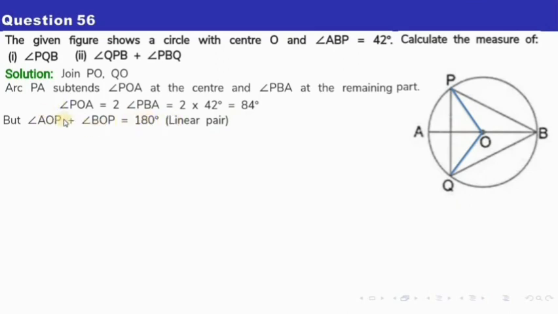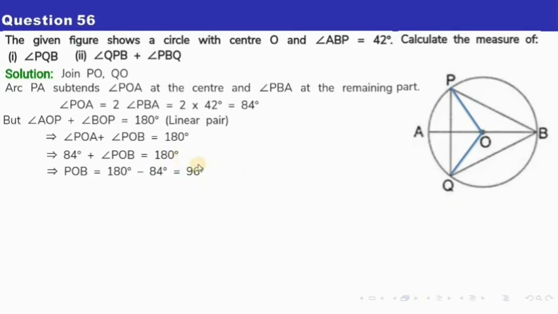Alright, and we know that AOP is how much? 84 degrees, right? So from here BOP, or POB also you can call it, this angle turns out to be how much? It turns out to be 96 degrees. Alright, now let us look at this arc, that is arc PB. Now this PB forms POB with the center, and in the remaining part it forms PQB. That's what we need to find.